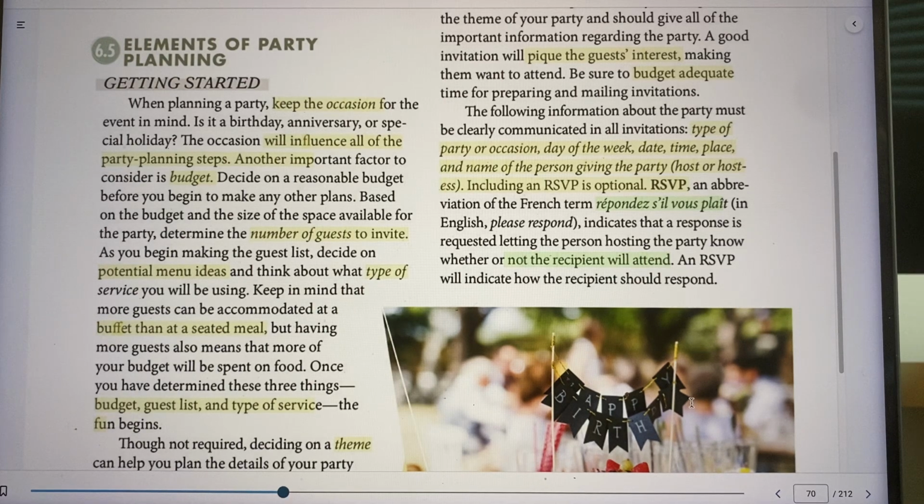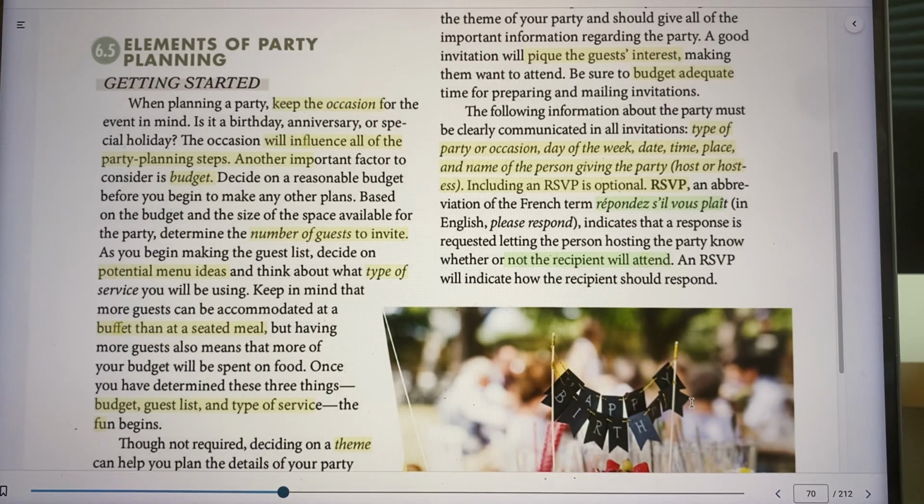And decide on how to be reasonably in that budget, whether we're going to have it at our house or whether we're going to have it at a restaurant. It depends on your budget. So based on the budget, the size of the space available for the party, determine the number of guests. So you got to have enough room for your number of guests that you're going to invite.